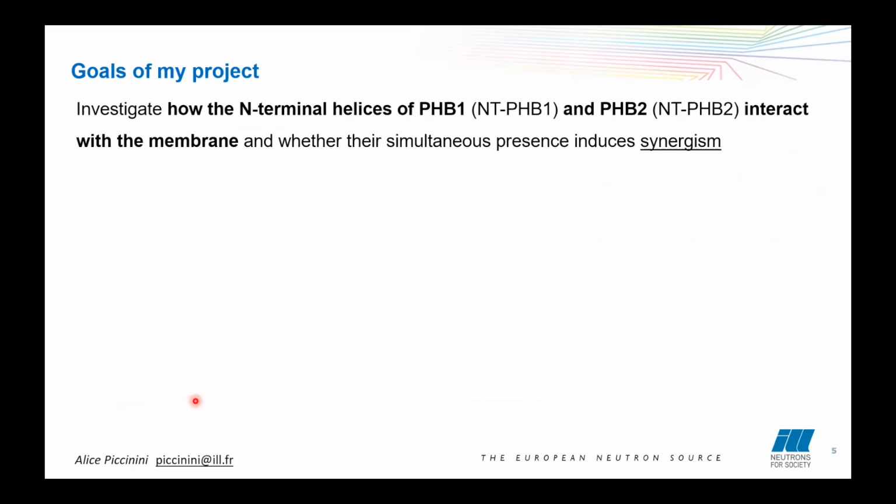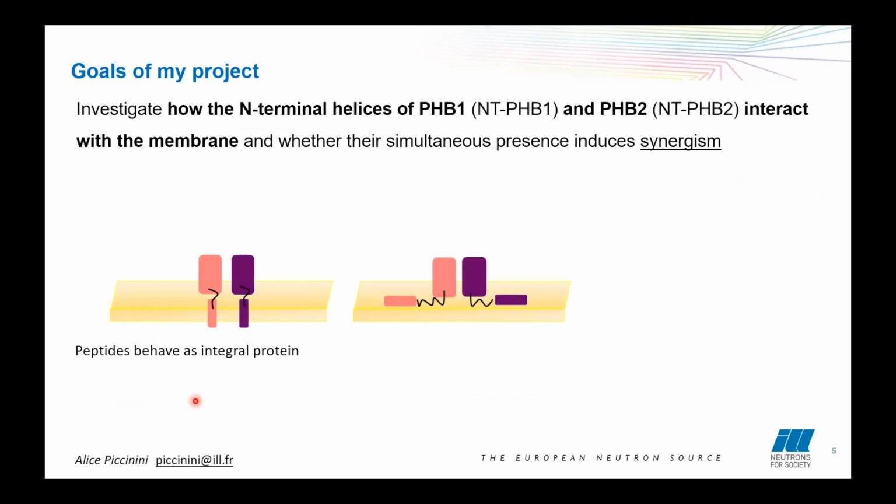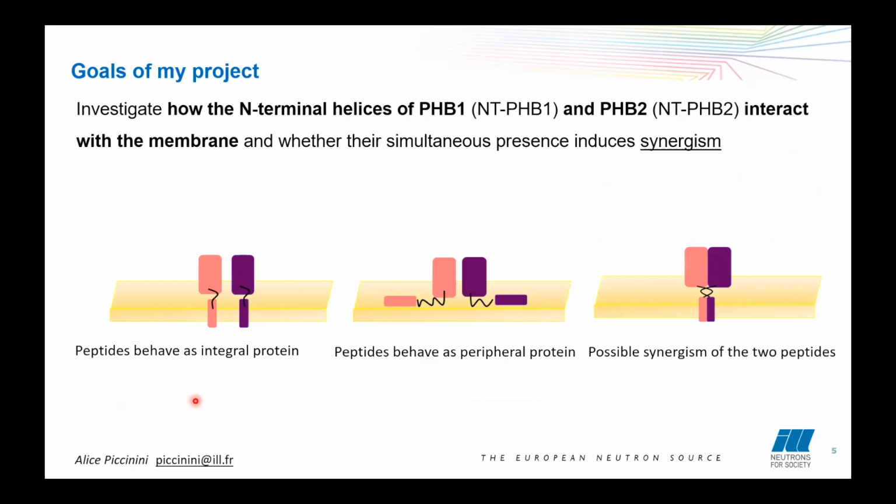And so we have three hypotheses of how this interaction can happen. The first one is that the peptide behaves like an integral protein, so crossing the membrane completely. The other one is that it can behave like a peripheral protein. And we would also like to answer the question of whether the two peptides have a synergism when they are together.